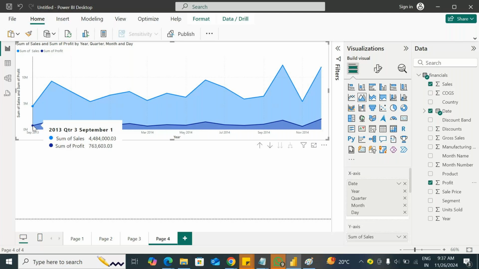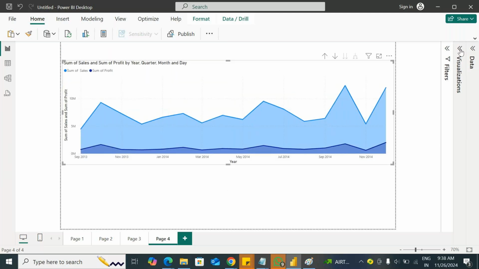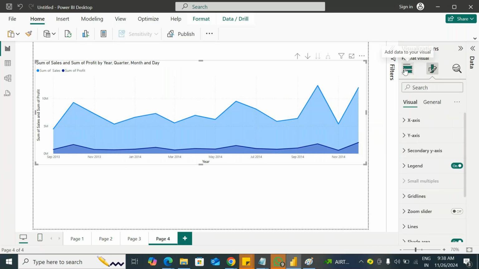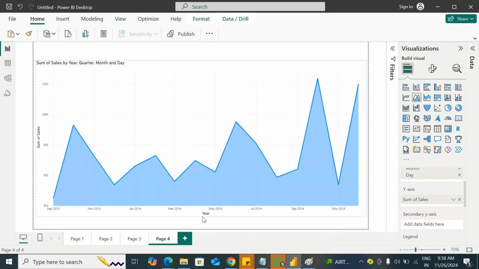So if you observe here, you are having one category called profit, 763703, and you are having sales, which are 448400. If you combine these two things, it is going to cross 5 million, but still it is under the range. If you are not adding a profit, whatever the level that we have here, the same level it is going to be there.